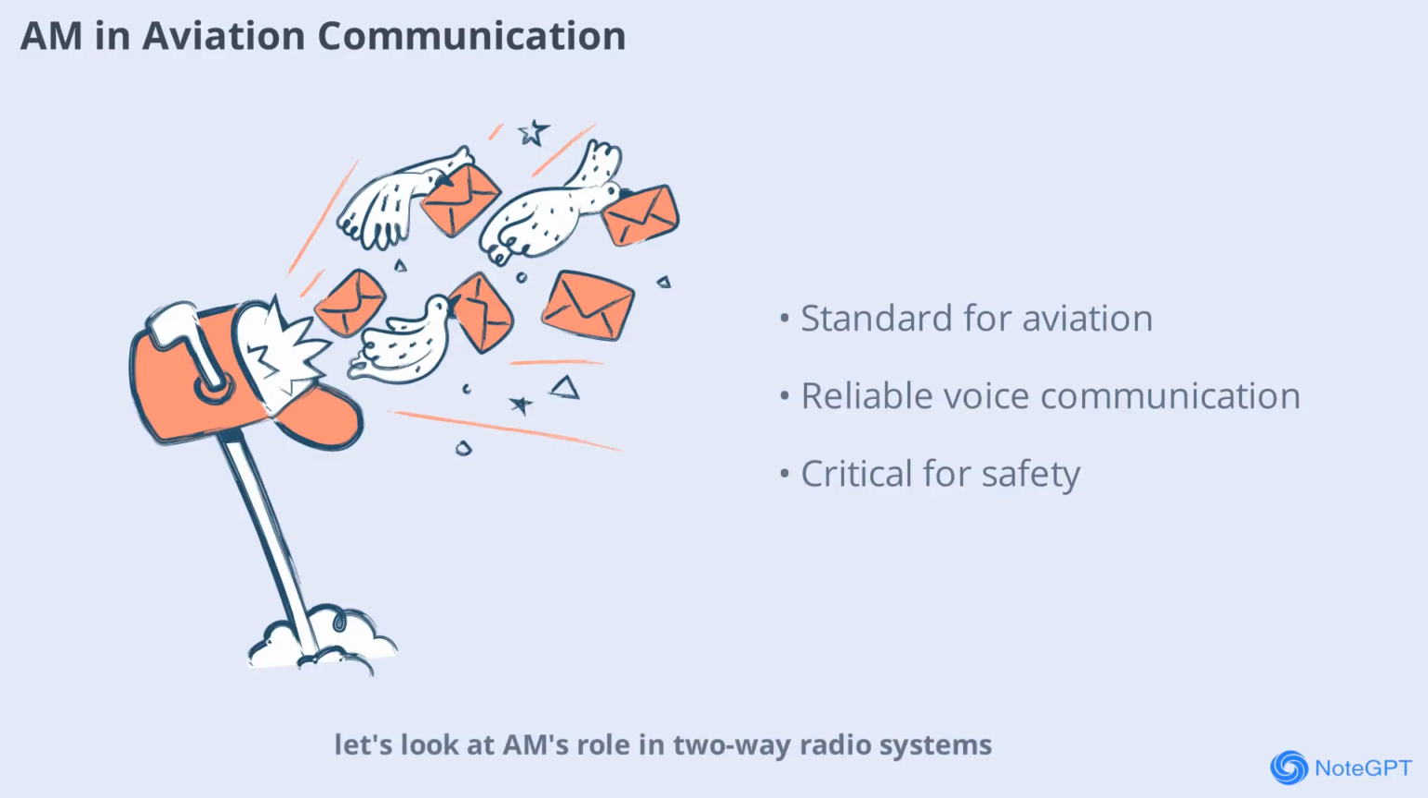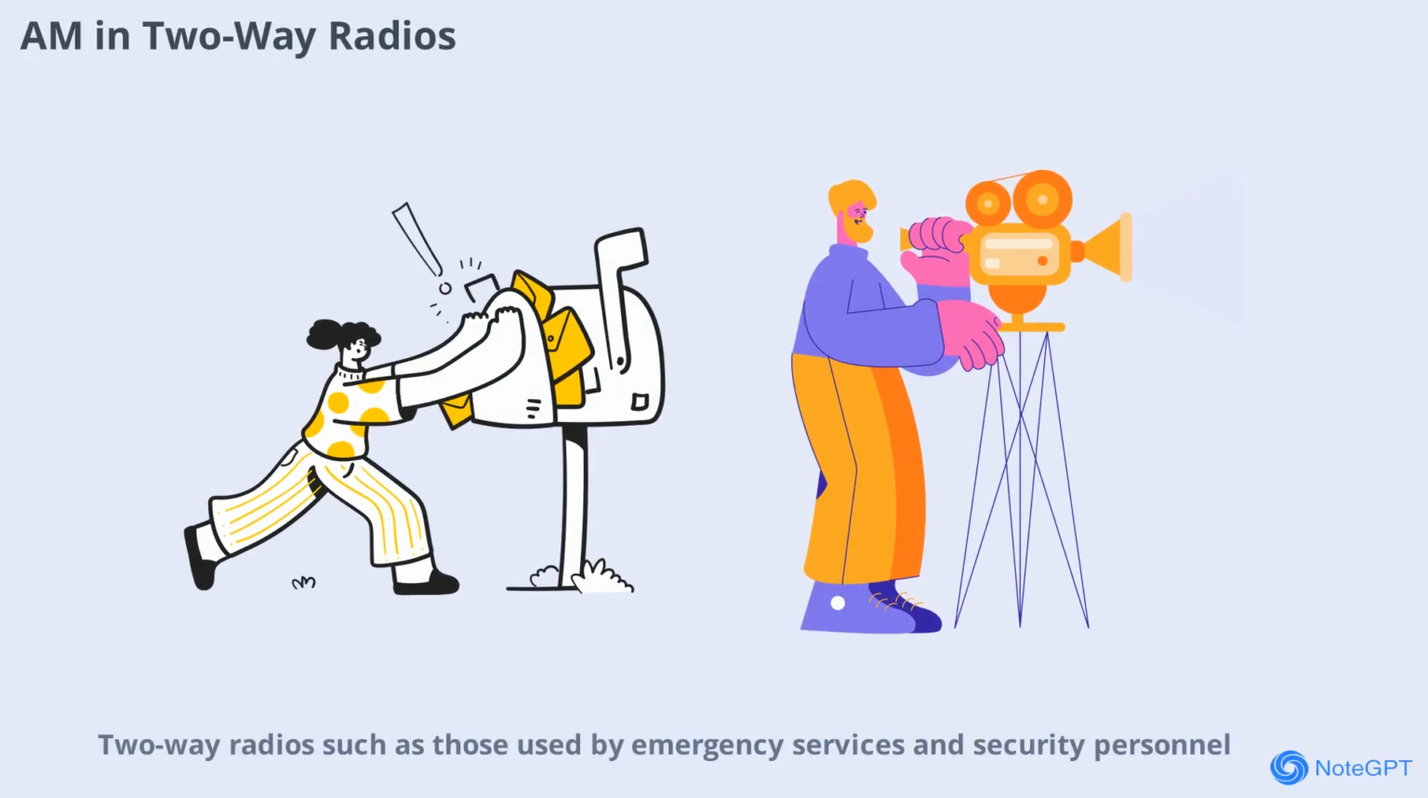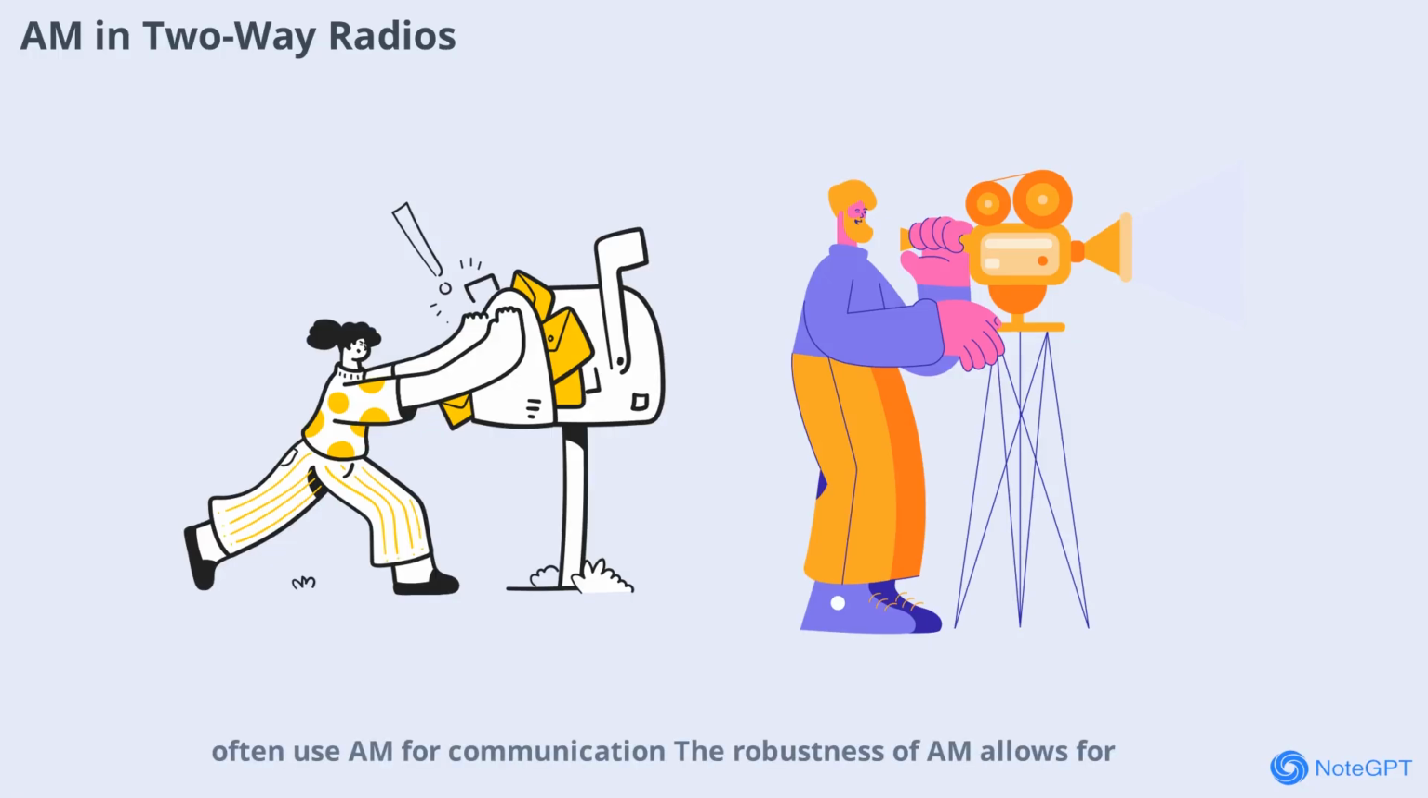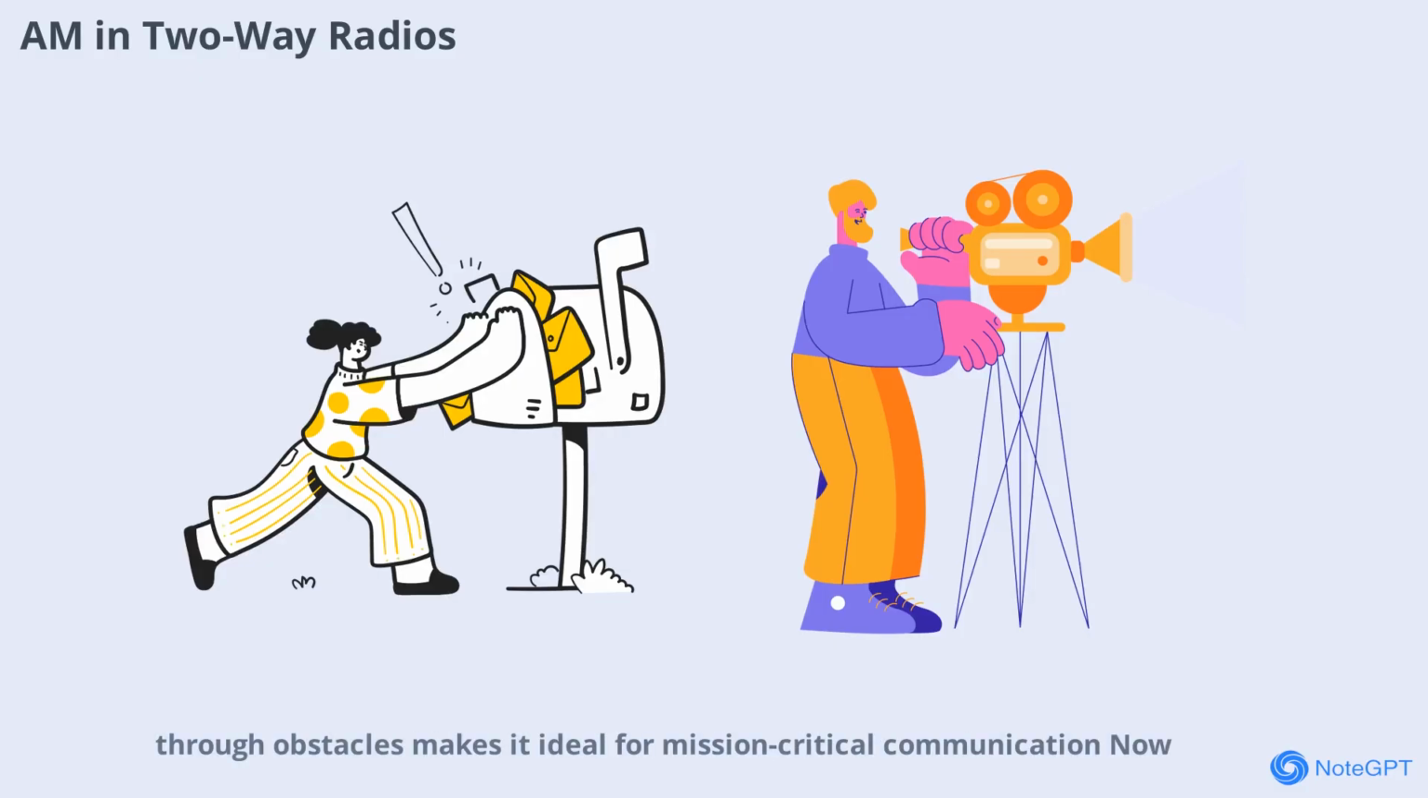Next, let's look at AM's role in two-way radio systems. Two-way radios, such as those used by emergency services and security personnel, often use AM for communication. The robustness of AM allows for clear voice transmission even in challenging environments. Its ability to operate over long distances and through obstacles makes it ideal for mission-critical communication.